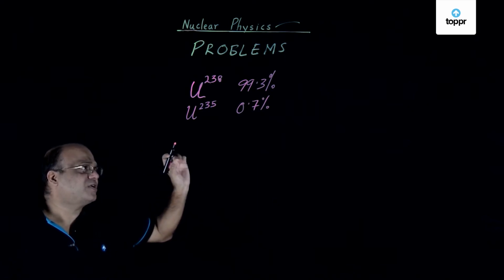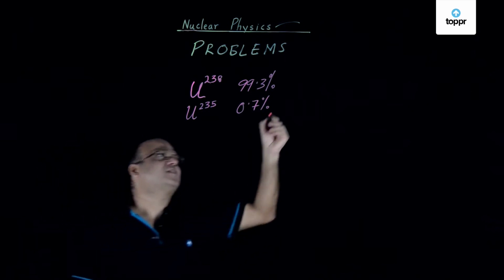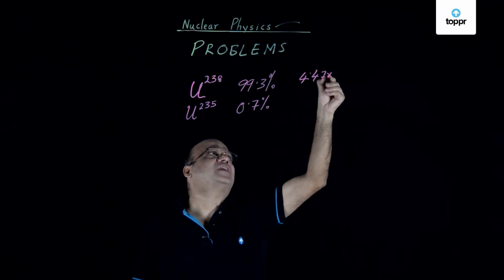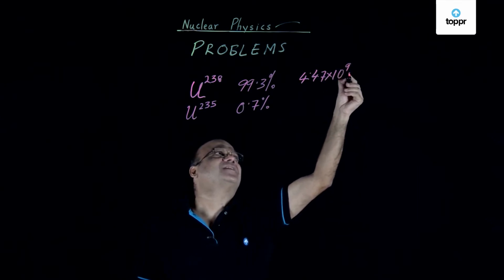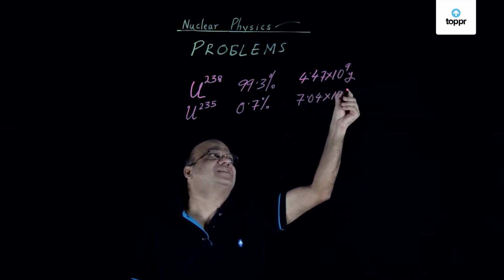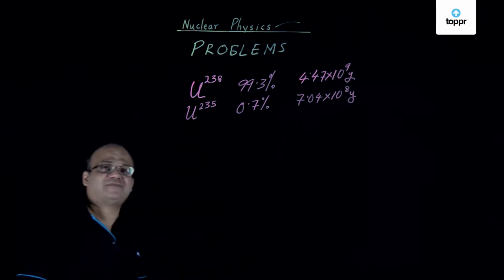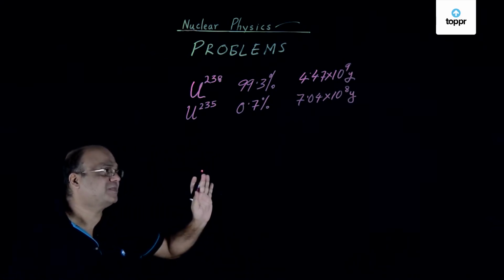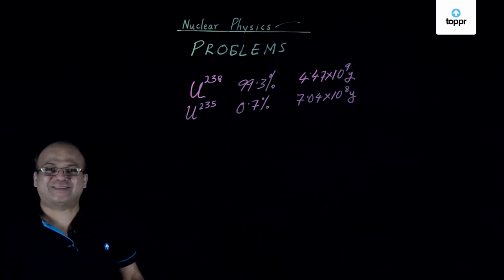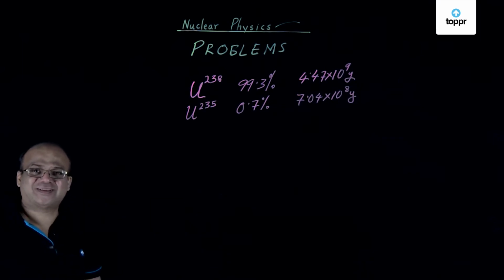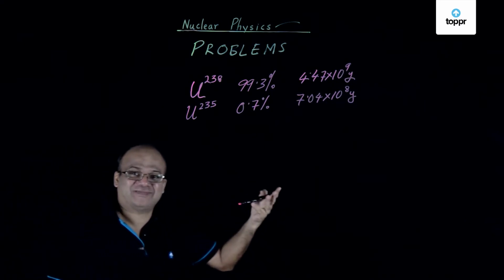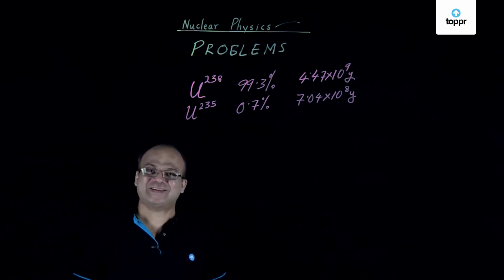The half-lives of these isotopes are 4.47 into 10 to the power 9 years and 7.04 into 10 to the power 8 years. These are the half-lives of these isotopes. Assuming that these isotopes were equally abundant when the earth was formed, we have to estimate the age of the earth. See, by using radioactivity, we can estimate the age of the earth.